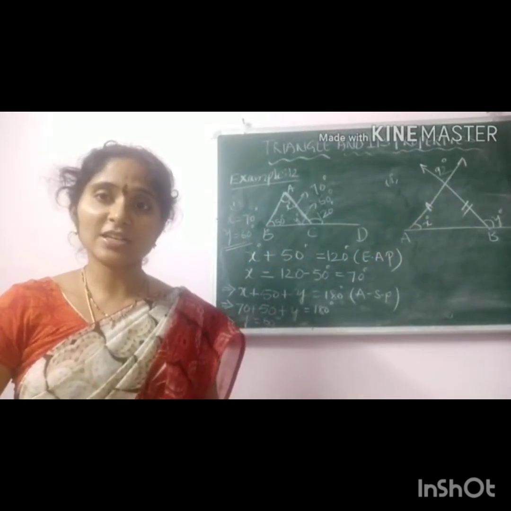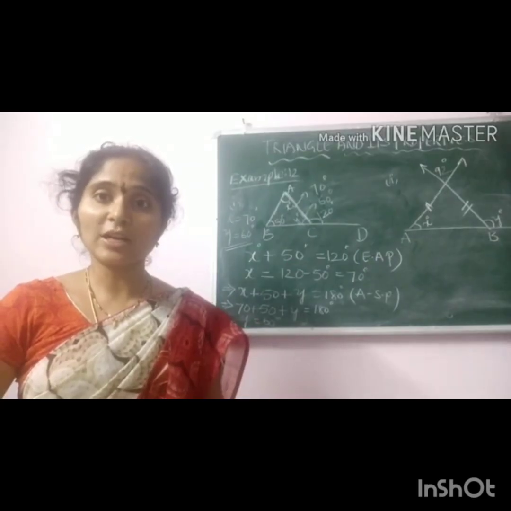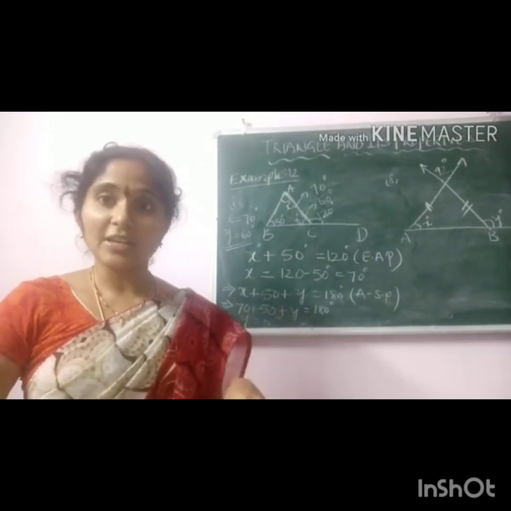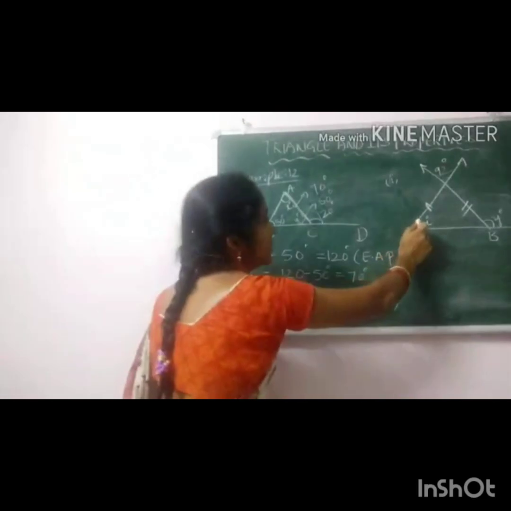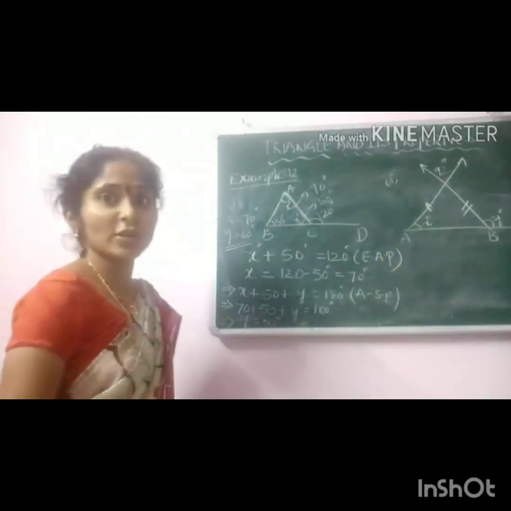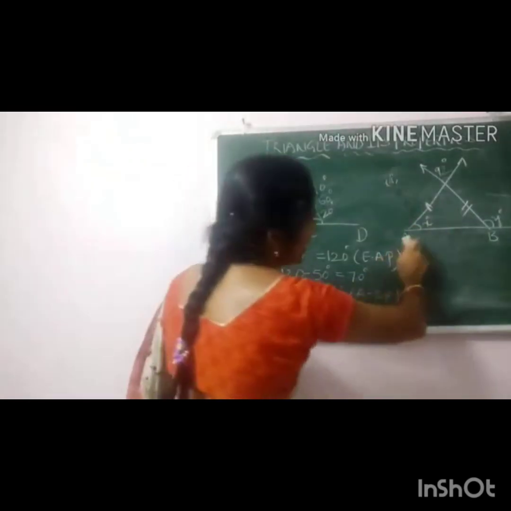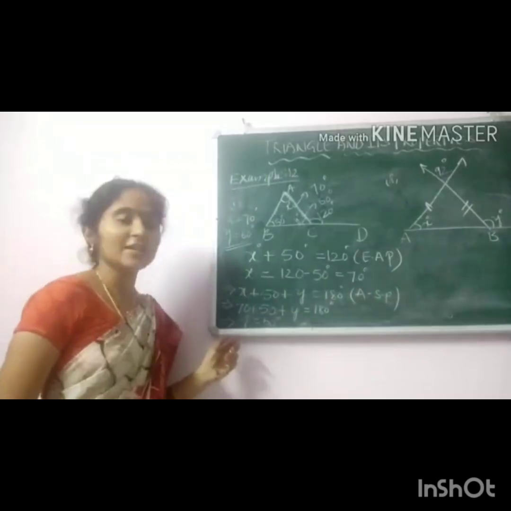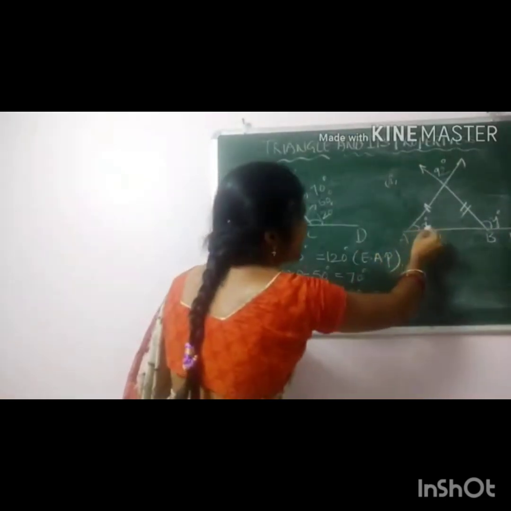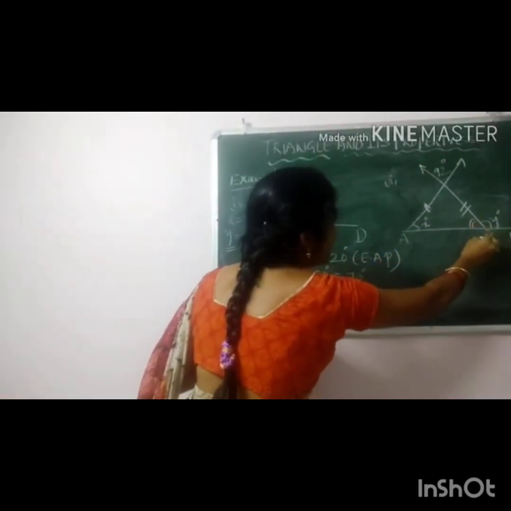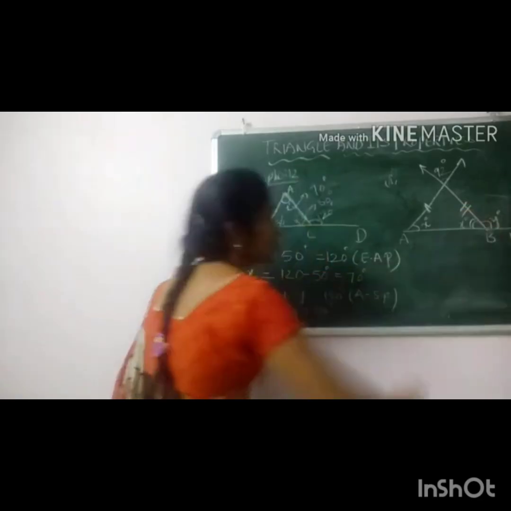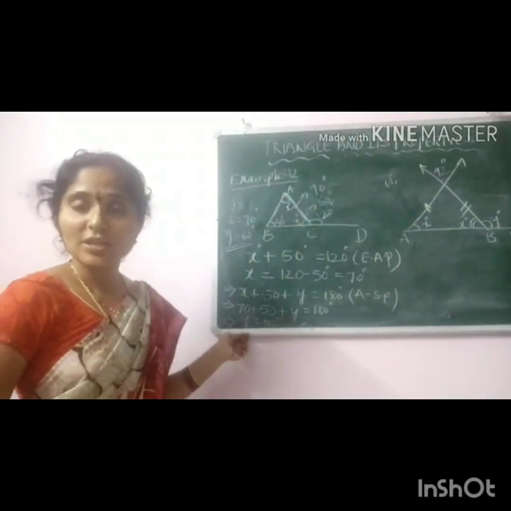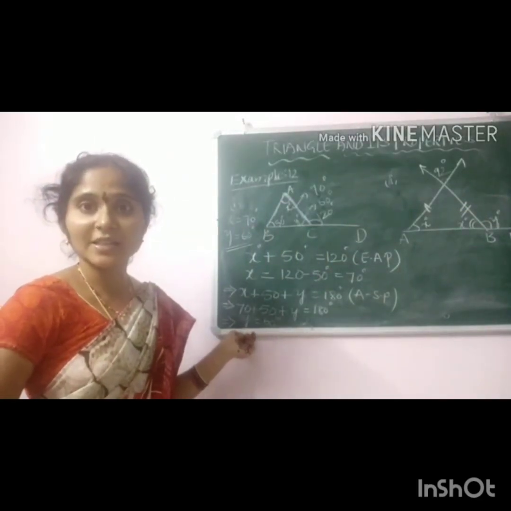In isosceles triangles, we also know one more condition. If two sides are equal, base angles are equal. Here, what are the base angles? Angle A and angle B are the base angles. So here angle A is x degrees, given. So angle B is also x degrees, because in isosceles triangles base angles are equal.